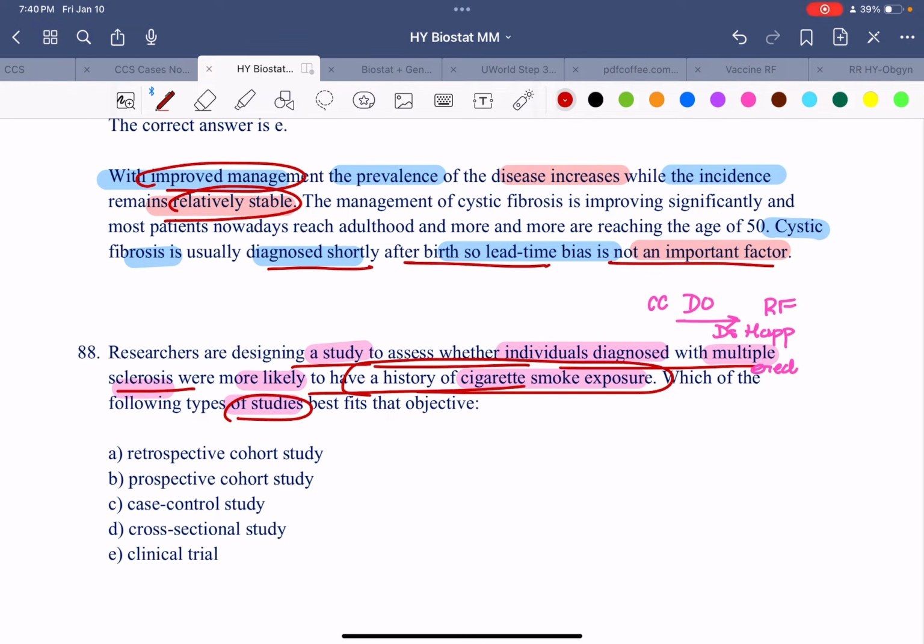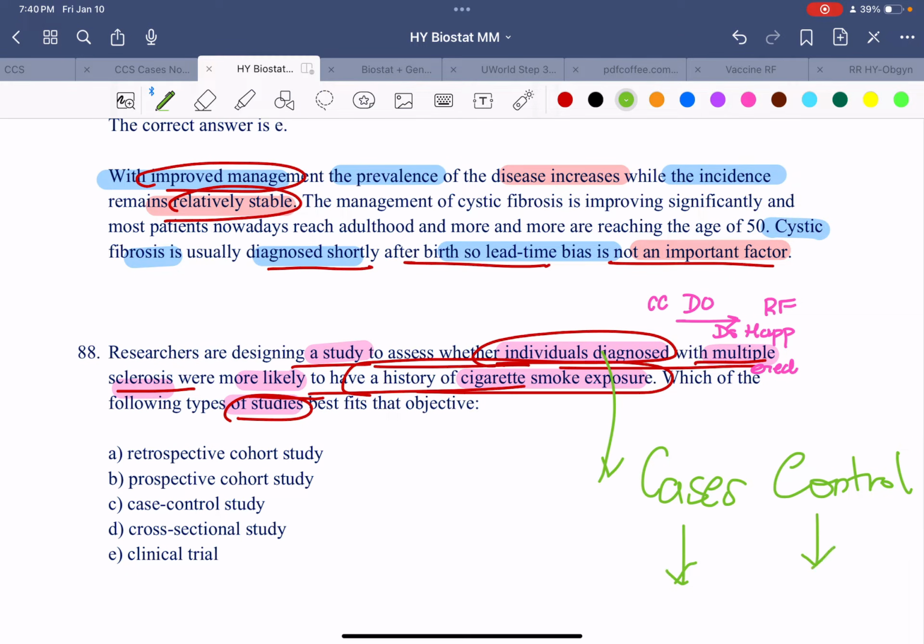Researchers are designing a study where individuals diagnosed with MS are more likely to have a history of cigarette smoking exposure. What is the type of study that would best fit this objective? So, they have already been diagnosed with MS, right? And once they have been diagnosed, it means they are cases, right? And now we are going to compare them to controls and go back in history and ask them about their cigarette smoking exposure. So we are beginning with the disease and going back to the risk factors.